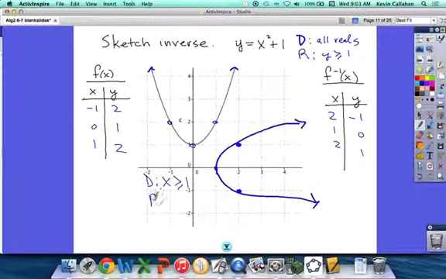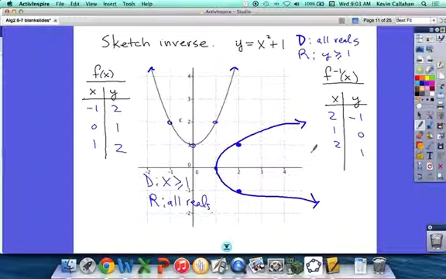And what should the range be? It should be the same as the domain of the function. So if that was all reals, then this is all reals. Okay, does that look right? Does it look like the domain is x greater than or equal to 1?